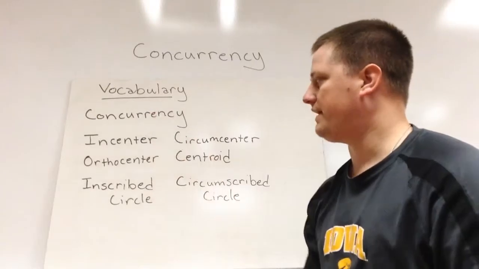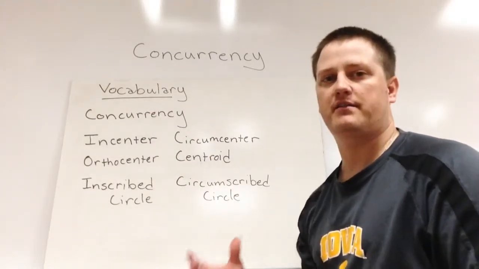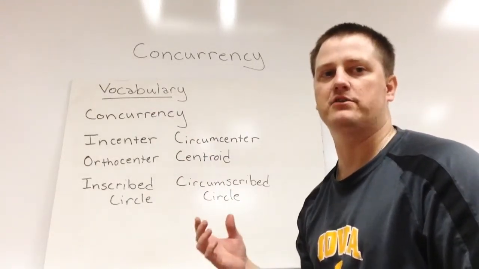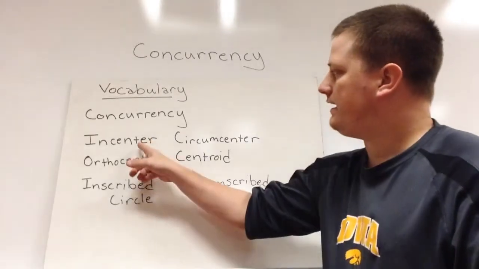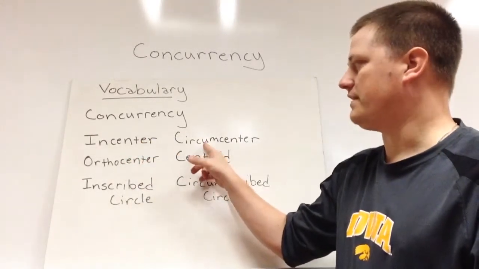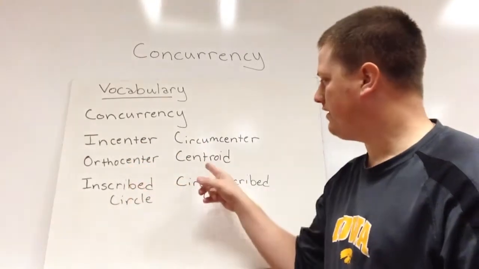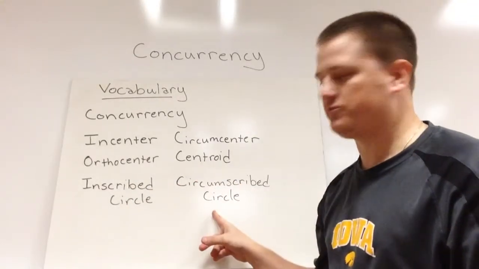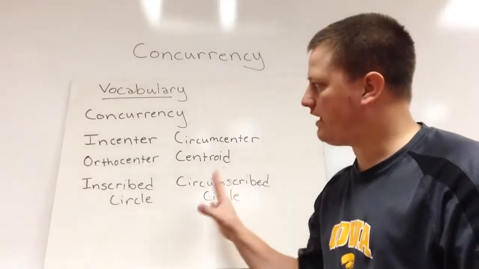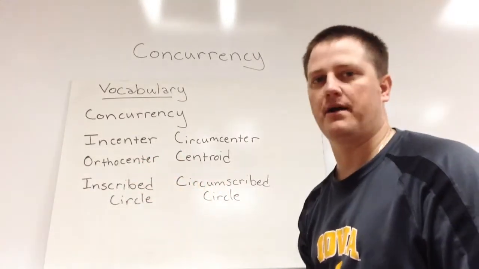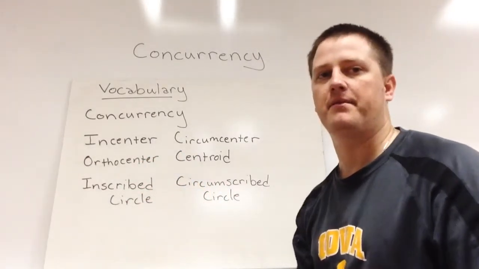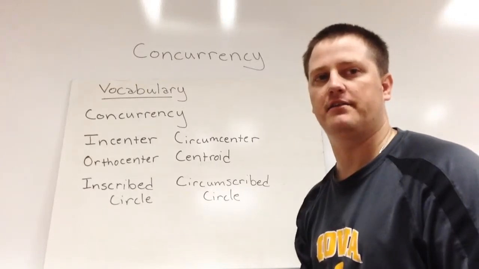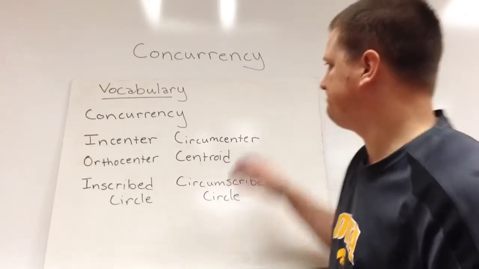So that's concurrency. There are 6 things that happen with triangle concurrencies: incenters, circumcenters, orthocenters, the centroid, an inscribed circle, and a circumscribed circle. Those other 6 words that I just talked about, make sure that you look them up before class. It'll just give you a little insight into what we're going to do.